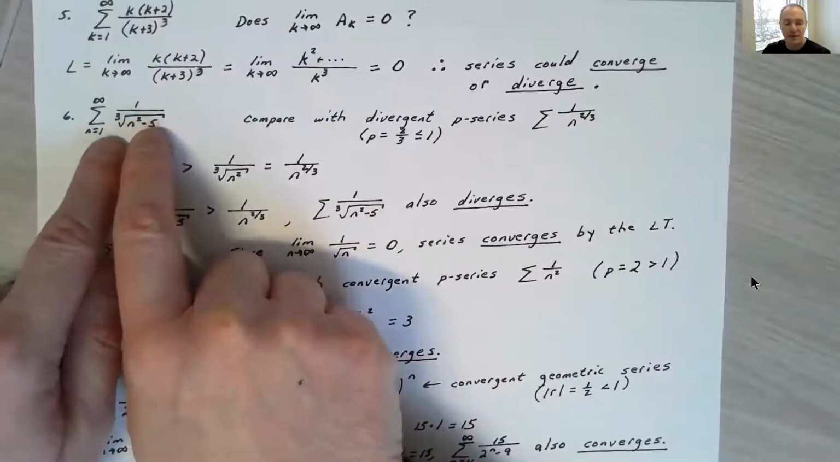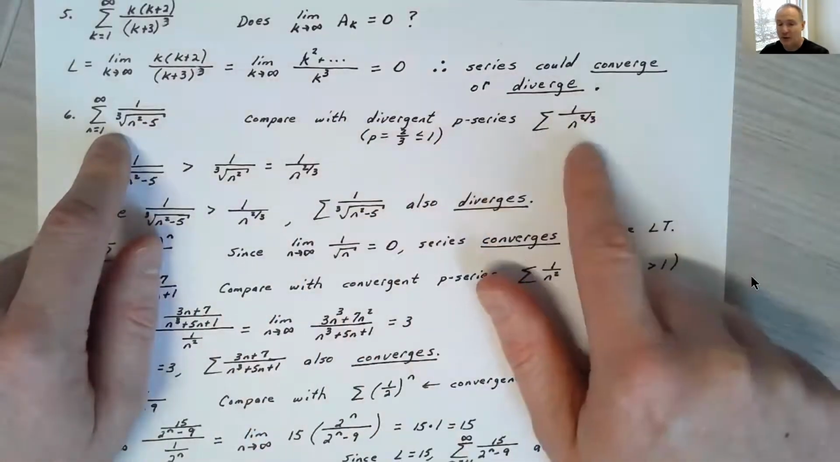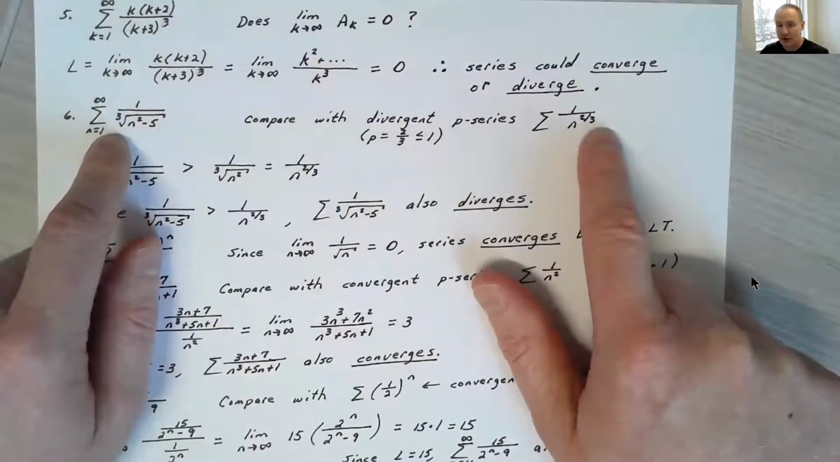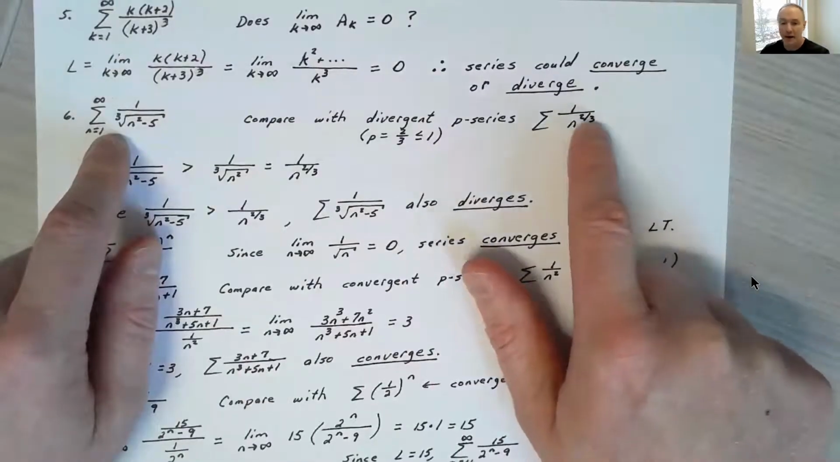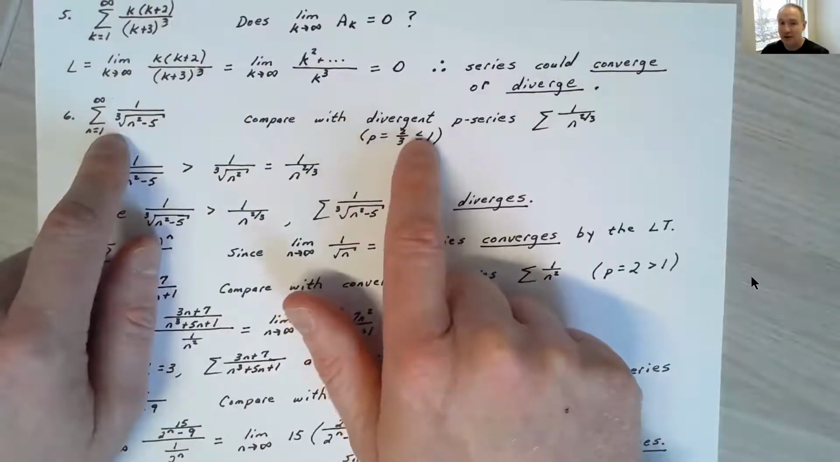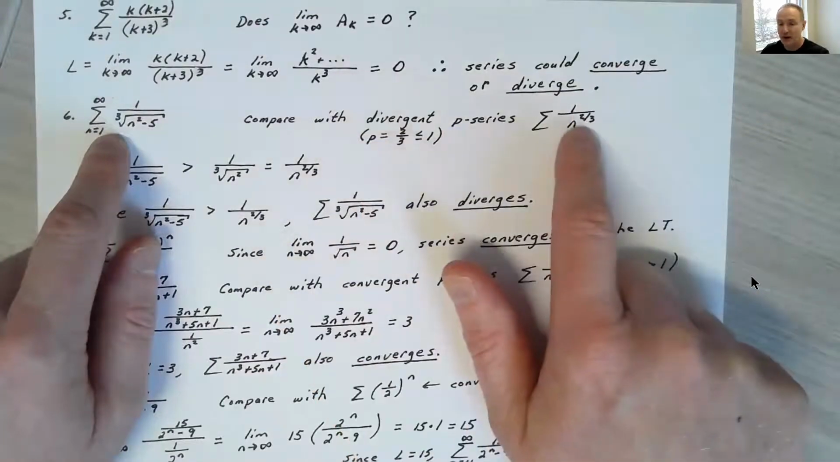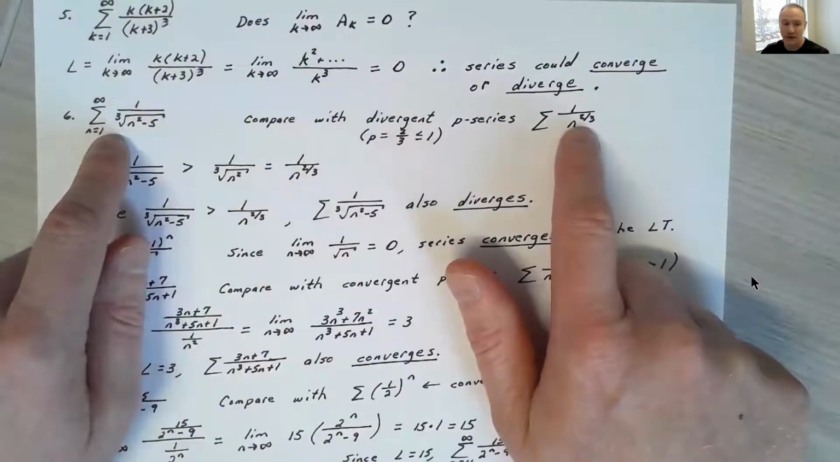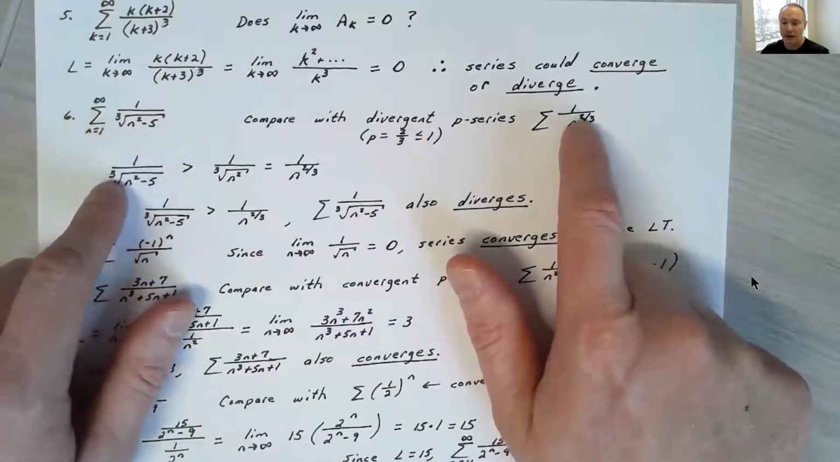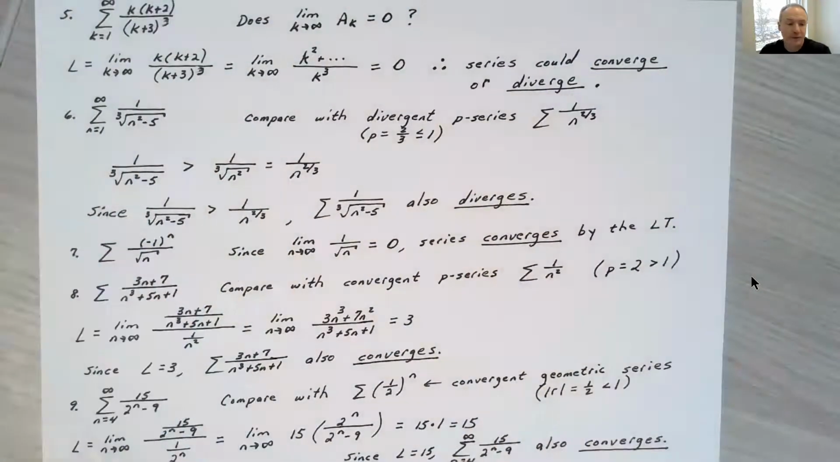So I said, all right, here's my series. I'm going to compare it with a divergent p-series of 1 over n to the 2/3 power. And again, I know that that diverges because the p-series test is anytime p is less than or equal to 1, it is a divergent series because the fractions are not getting small enough quickly enough to converge. If that were any number greater than 1, like if that was 1 over n squared, it converges.